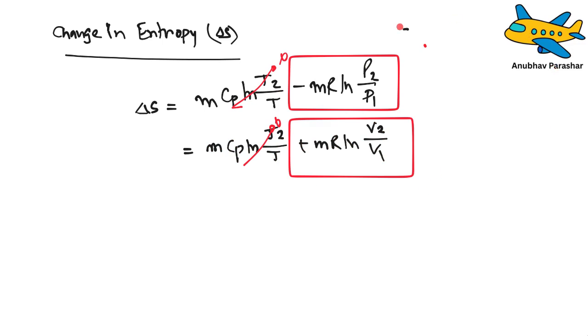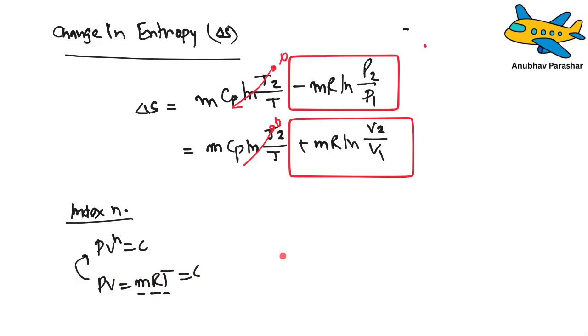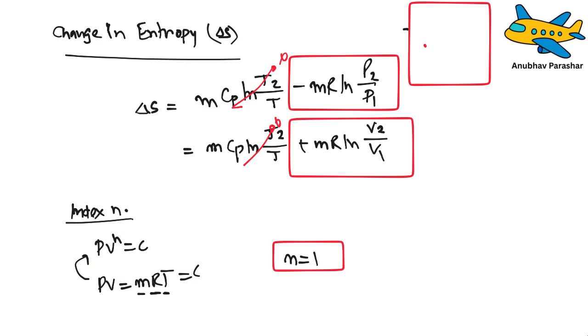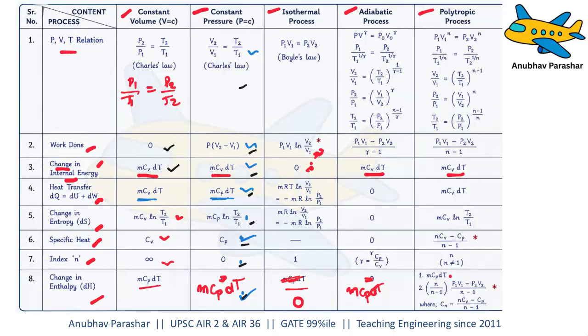Finally, let us try to figure out what is the index N. Now, if you write the equation P V to the power N is equal to constant, right? Now for an isothermal process, we know PV is equal to mRT. It is already equal to constant because m is constant, R is constant, T is constant. So if you compare these two equations, you'll get the value of N is equal to 1. So for isothermal process, the index N is always going to be 1. So I hope I have recreated the entire slide. Yes, we have done it.